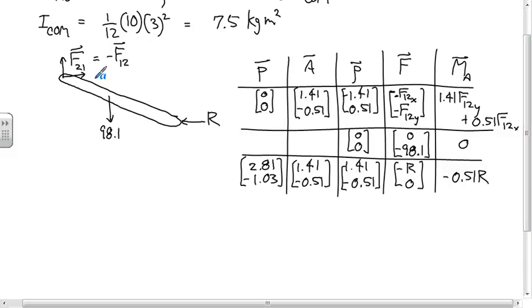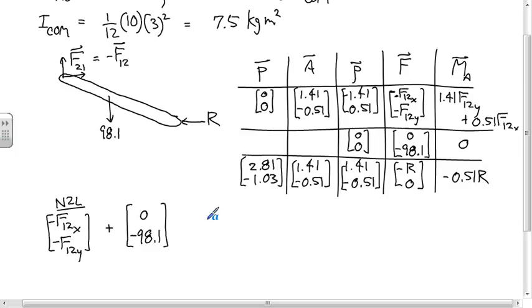This doesn't have a fixed point, so we have to use Newton's second law. Because when we're expressing accelerations later of points, we're going to have to use the relative motion equation. And so we're going to have the acceleration of the center of mass as one of our variables. Okay, so this is just looking forward, yeah. So Newton's second law says negative F12x, negative F12y, plus 0, negative 98.1, plus negative R, 0 is equal to 10 times the acceleration. So a center of mass 2, x and y components.